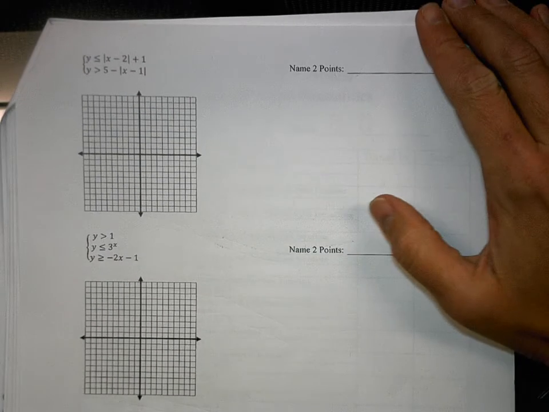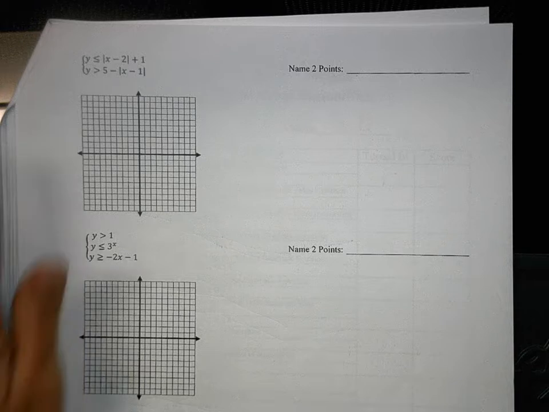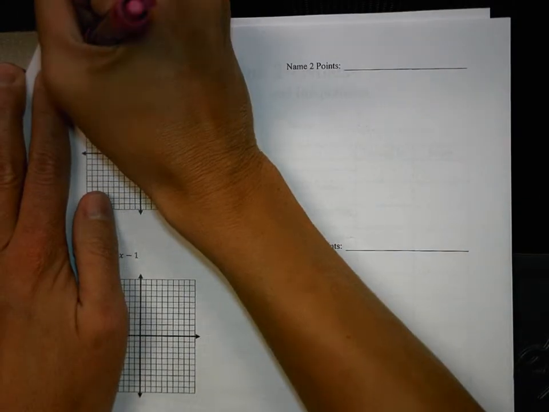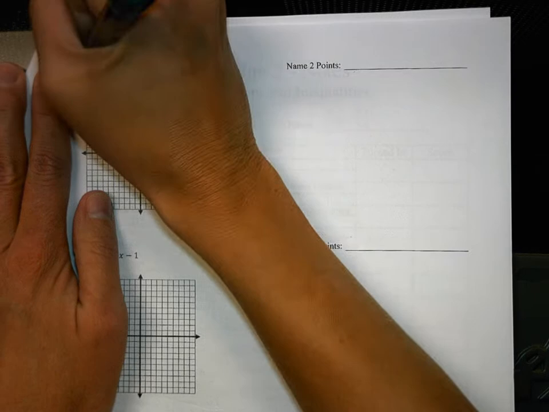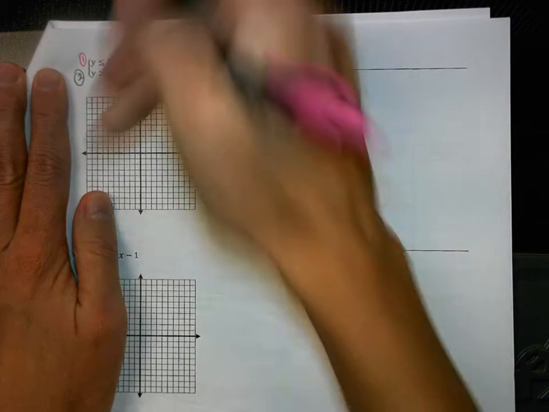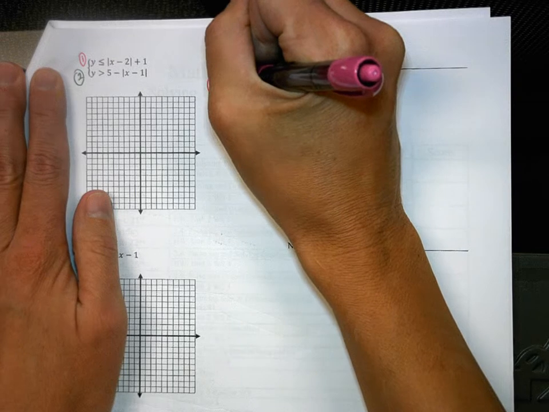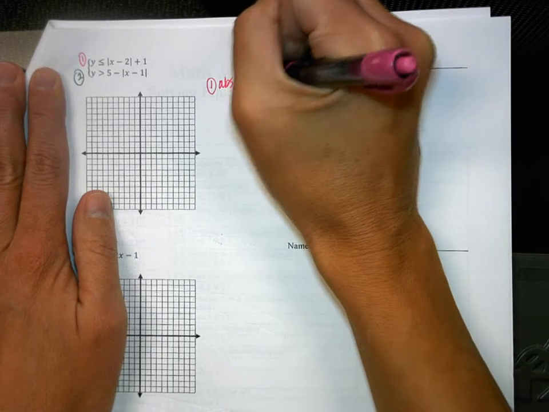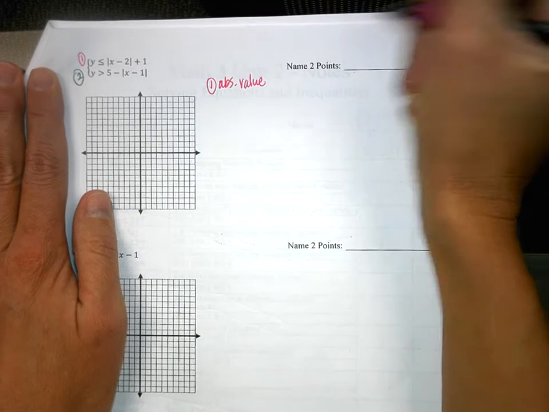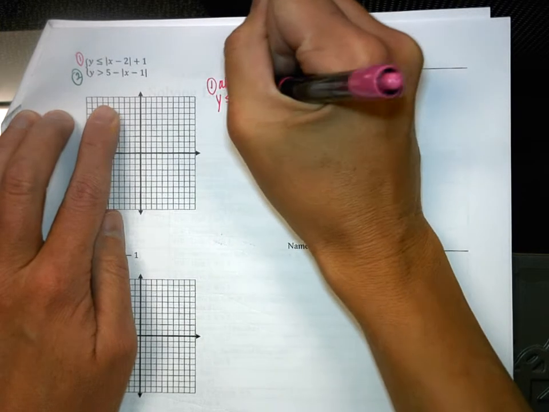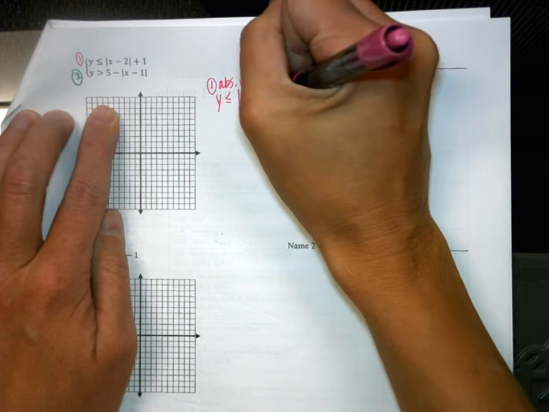Okay, so hopefully looking here, you can see that we have absolute values. Again, we're going to label these. This will be my first equation and my second equation. Starting with the first equation, we have an absolute value. The nice thing about absolute values is we get to use slope. So we like that. Y is less than or equal to the absolute value of x minus 2, plus 1.